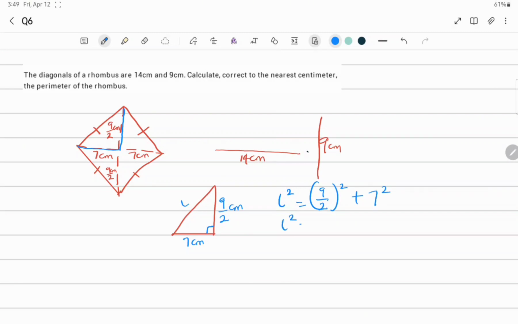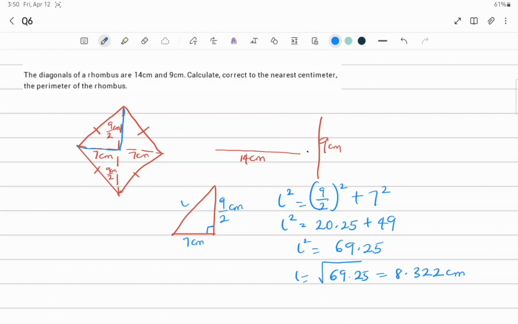So L squared equals 20.25 plus 49. L squared will be equal to 69.25. So let's calculate the square root of 69.25, which will give me 8.322 centimeters. So that means the length of this particular rhombus is 8.322 centimeters.